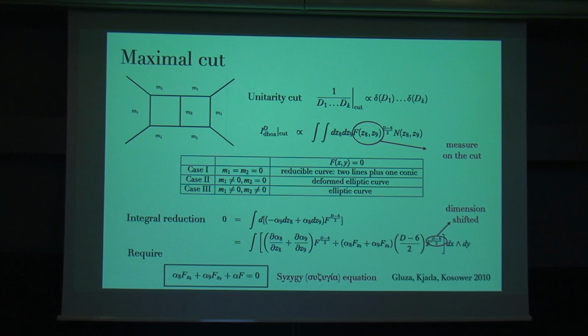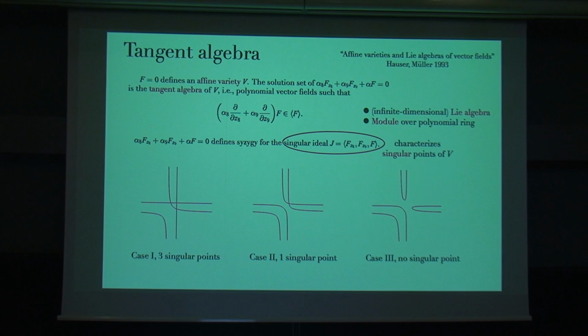Then we can consider the geometrical meaning of it. You can rewrite this syzygy equation as an operator equation, a differential operator or vector field acting on the function f. The result is proportional to f, or somehow in the ideal generated by f. That one is actually called the tangent algebra of the affine variety defined by f. It's an infinite dimensional Lie algebra, and also a module over the polynomial ring, so it has quite a rich structure.